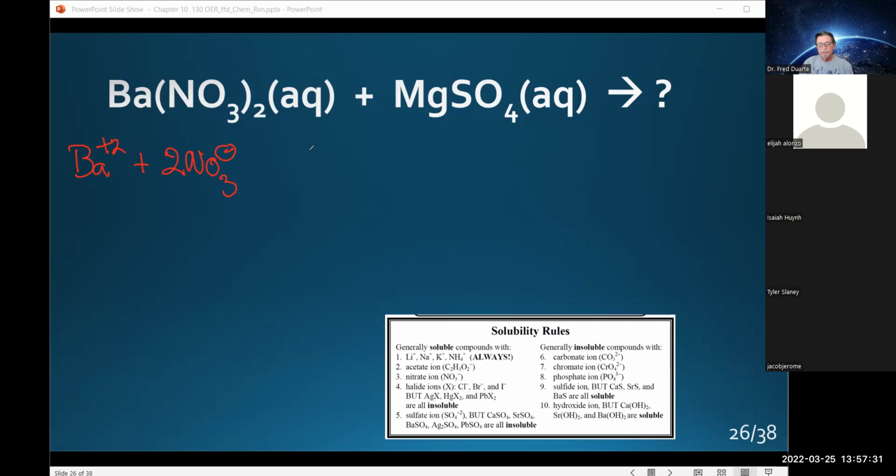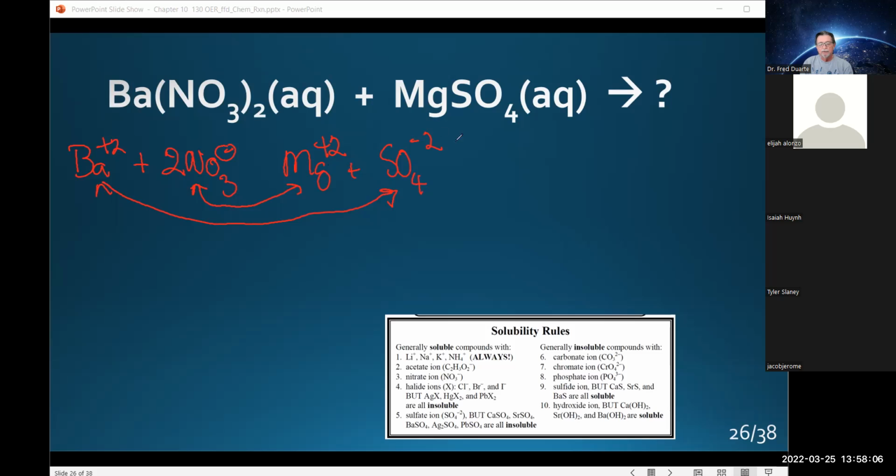Now the magnesium, again, is a group 2 element. It's an Mg +2 ion, and the sulfate is an SO4 -2. Okay, so those are the reactants. When they're put in solution, they separate into the ions. Now what happens is they exchange partners. So the barium now partners up with the sulfate, okay, and the nitrate partners up with the magnesium.